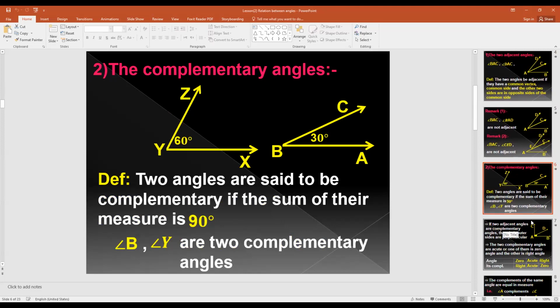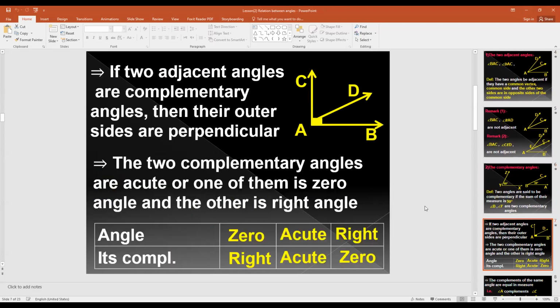And we say that for two complementary angles, their outer sides are perpendicular. As we see, the two angles CAD and DAB are two complementary angles. Their sum is 90 degrees. So we will find that their outer sides are perpendicular, and this is a very important remark. Their outer sides are perpendicular.